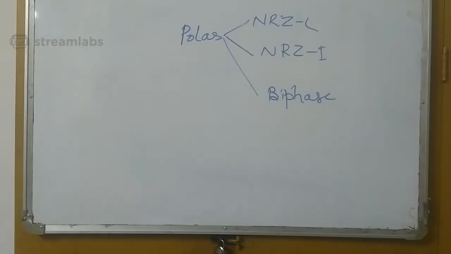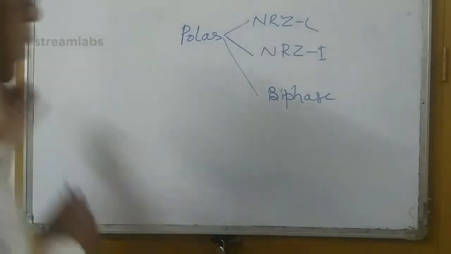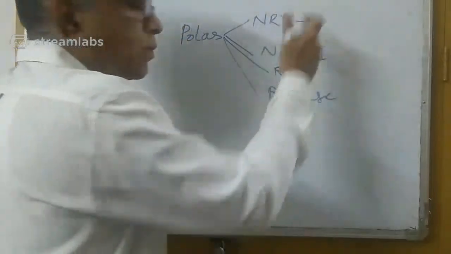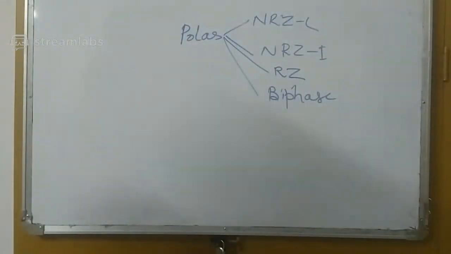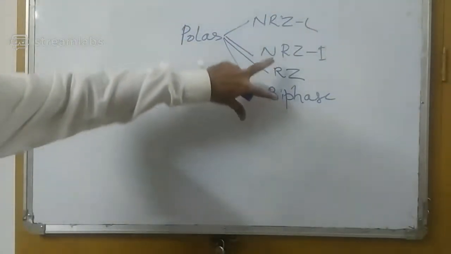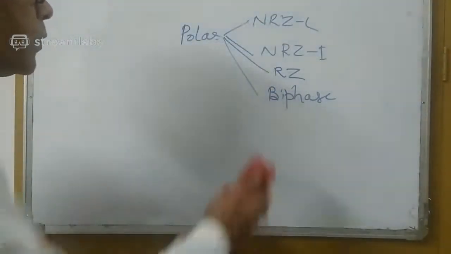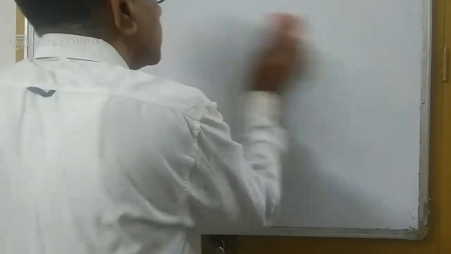First I will discuss return to zero, because I need the support of the return to zero scheme to go for the biphase scheme. These two are newer schemes which are not the same as these. So we'll talk first regarding the RZ scheme. What exactly is the RZ scheme? Return to zero scheme is also a category of polar scheme.